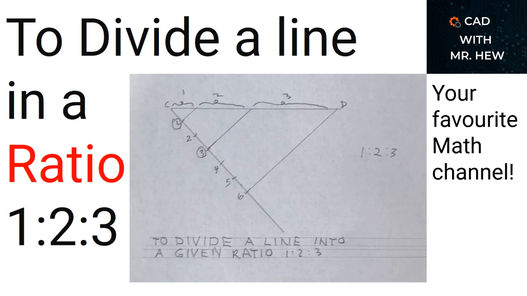We have come to the end of today's video. In today's video, we looked at how to divide a given line into the ratio 1, 2, 3. In the next video, we'll be looking at centroids. How do you find the centroid for a given triangle?